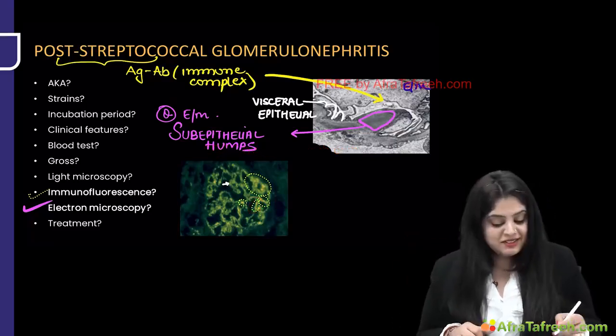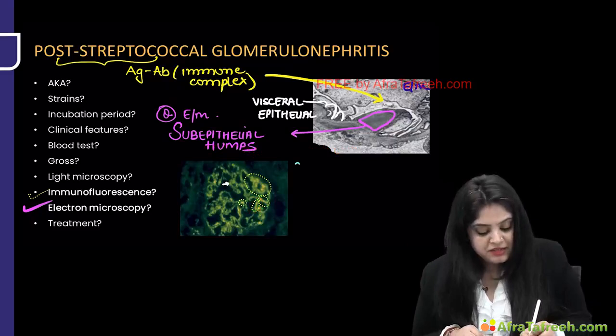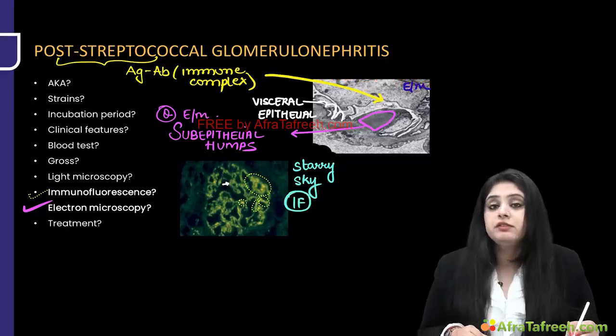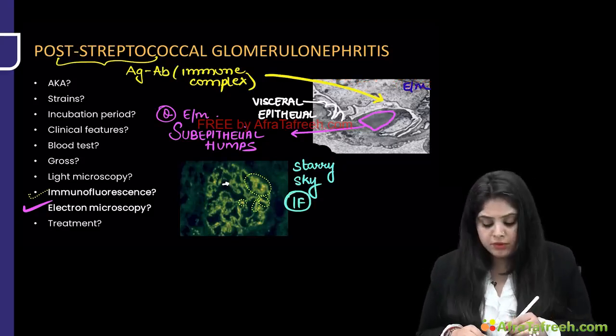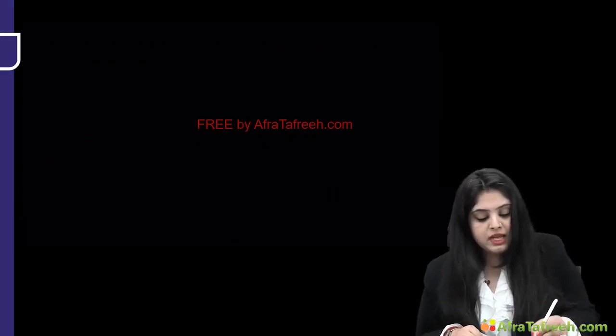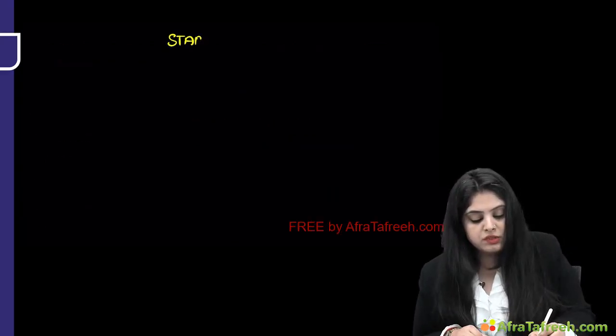Starry sky. That is the very, very famous starry sky appearance. Please remember, starry sky on immunofluorescence for PSGN. Super important, because all of you shall tell me where else do you see, or what are the two starry skies that you have to know in pathology.